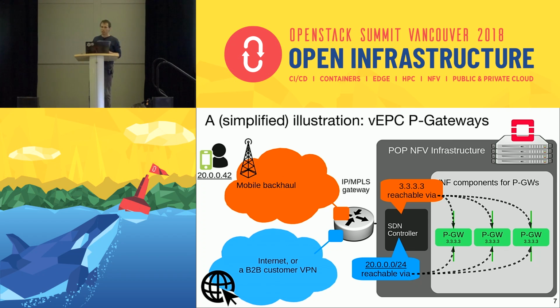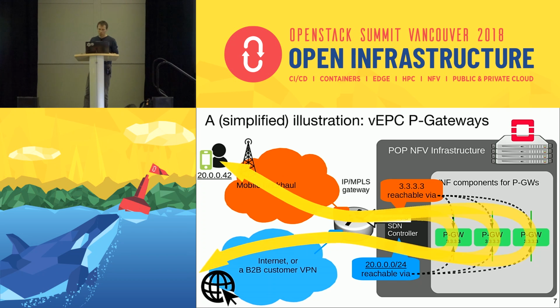And once these advertisements, these BGP routes, are advertised, everything is in place so that traffic can flow from end users to the internet and vice versa. And the traffic will actually be load balanced by the IP MPLS gateway. And all this is possible without having to tweak the IP MPLS gateway configuration for each P gateway VM that you will add. So this is a solution that's pretty typical in our space.